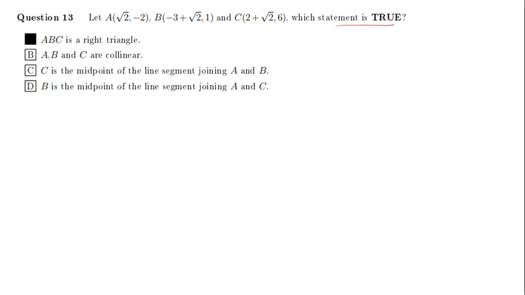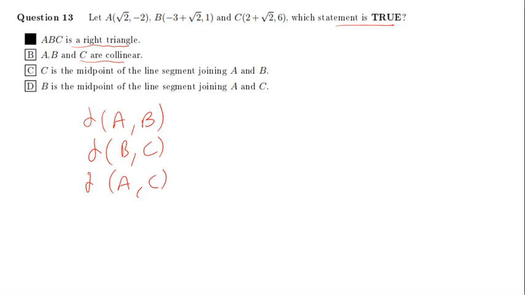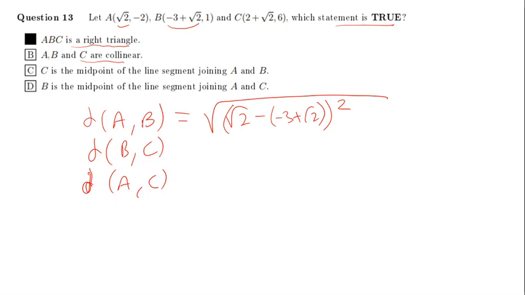Now, which statement is true? So we start with the triangle and the collinearity, and for them we look at the distances. We look at the distances between A and B, B and C, and A and C. Now let's look at them. What's the distance between A and B? You take these two x components and subtract them from each other, take the square, then take these two numbers, subtract from each other, take the square.